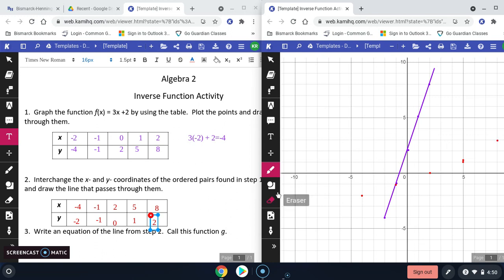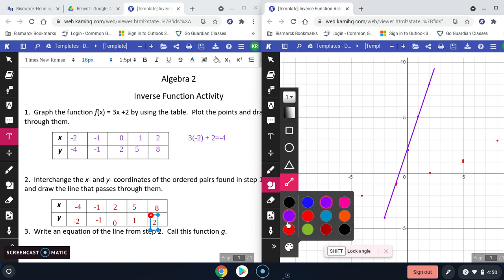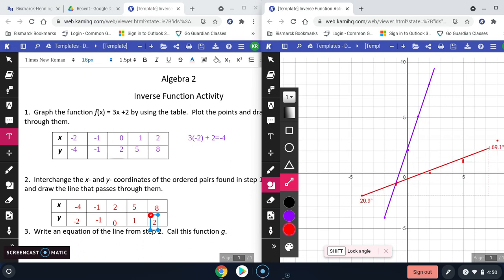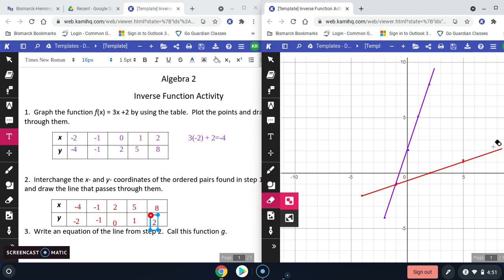So again, you can draw a line. Oh, I think I put the point in the wrong place there. Okay, so this one. All right, so there's my 2 lines.